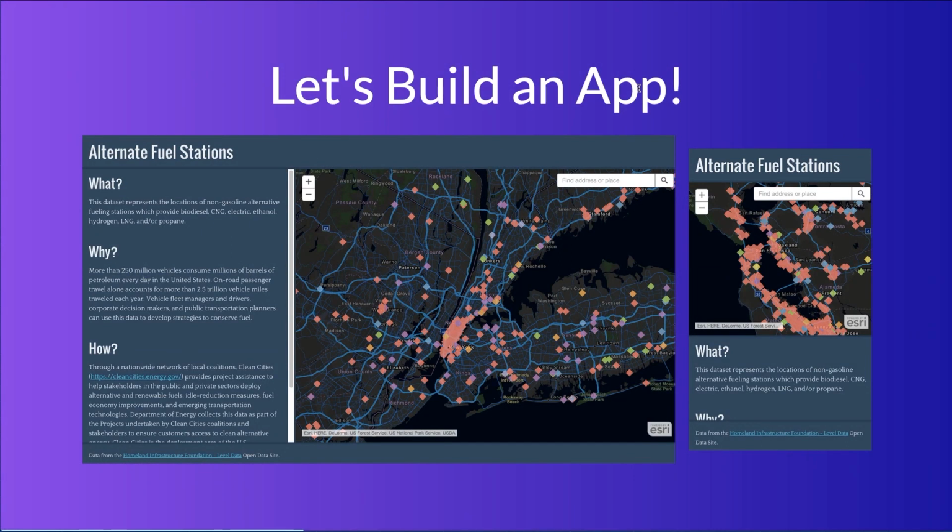Okay, we've got a great idea for a web app. We're going to make a map that displays the locations of non-gasoline alternative fueling stations. How do we build it? First, we'll need to think about the layout. It looks like our design has two major components, a box for text information and a box for our map, along with a header and a footer. We can write some HTML to put these components on a page, but how can we move the boxes where we need them to go?